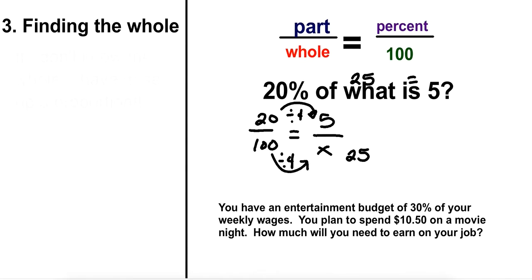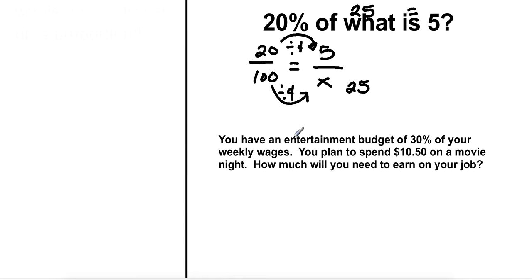So let's look at a word problem that uses this. If you have an entertainment budget of 30% of your weekly wages, you plan to spend $10.50 on a movie night. How much will you need to earn at your job? You don't even know how much you make. Your job is the biggest thing. So we're finding 30% of your job is 10.5. We don't know what that job is.